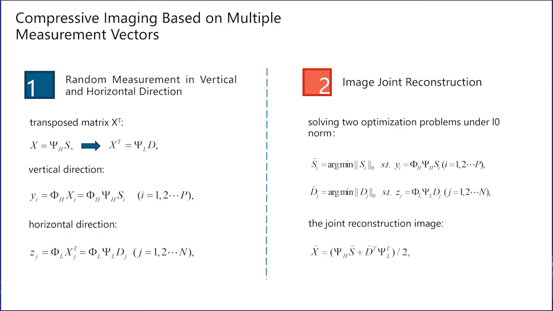We assume that the original signal is processed in the MMV mode and randomly measured by two compressive image cameras in the vertical and horizontal directions, and then randomly linearly measured by a random matrix. This linear measurement process can be described by the second formula and the third formula.